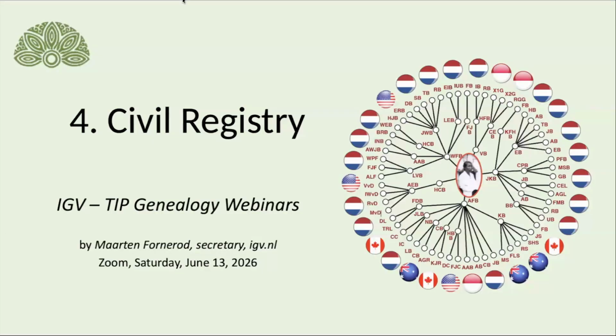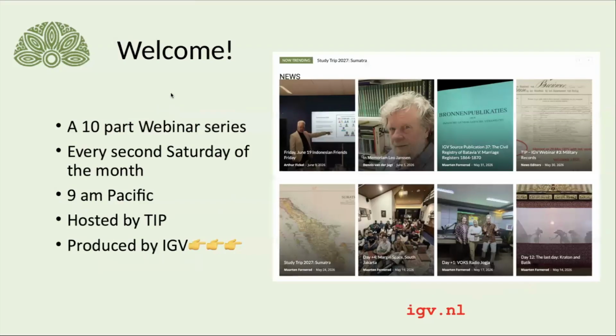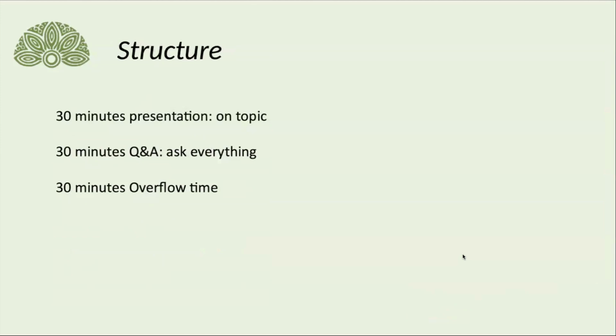So today we're going to discuss the East Indies Civil Registry, and it's part of the 10-part program, which is laid out here, and we're at number 4, the East Indies Civil Records. It's a 10-part webinar series every second Saturday of the month, 9 a.m. Pacific, hosted by TIP, produced by IGV, and this is our website, igv.nl, which can also be easily translated into English. And the structure is 30 minutes presentation, 30 minutes Q&A, and 30 minutes overflow.